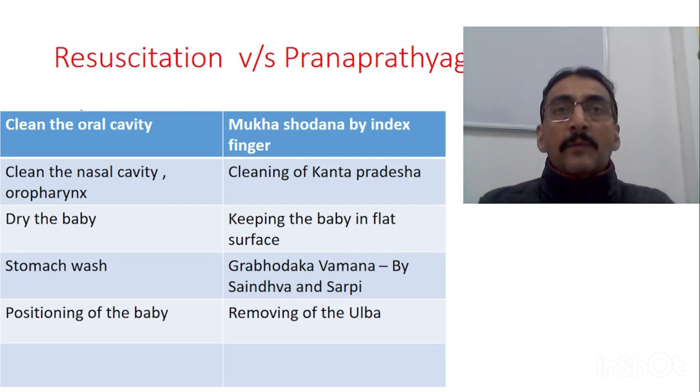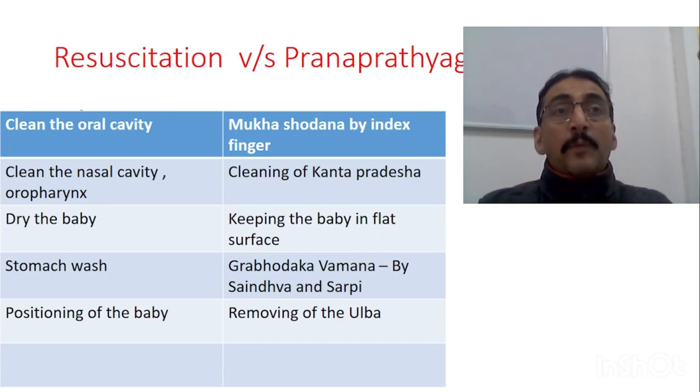Then the cleaning of the ulba present in the stomach, the stomach wash, is explained in contemporary science, and Ayurveda explains Garbhodaka Vamana by Saindava and Sarpi. In the stomach wash we also use normal saline, and this Saindava is nothing but the solid form of the same NaCl. The liquid form of NaCl is the sodium chloride solution which we use in contemporary science, and Ayurveda says Saindava and Sarpi. Here Sarpi is added. Sarpi helps to maintain moisture and also prevents injuries caused by this procedure.